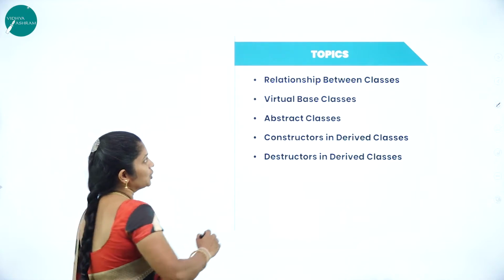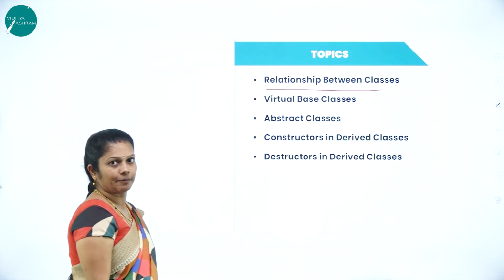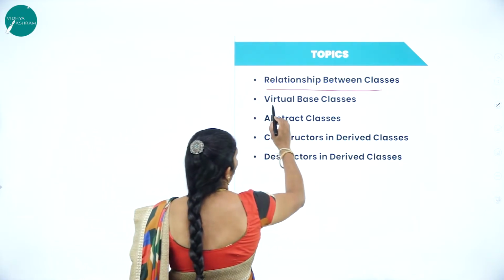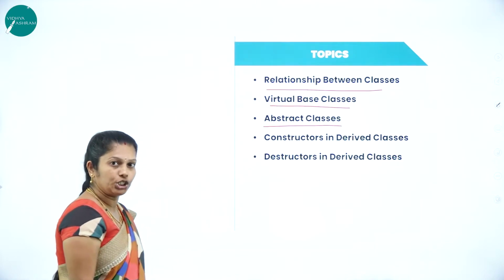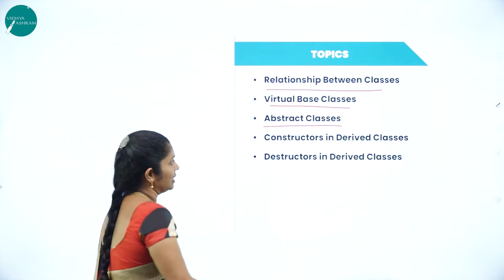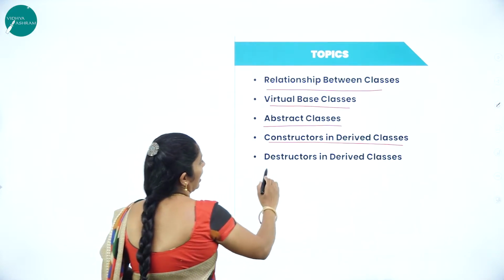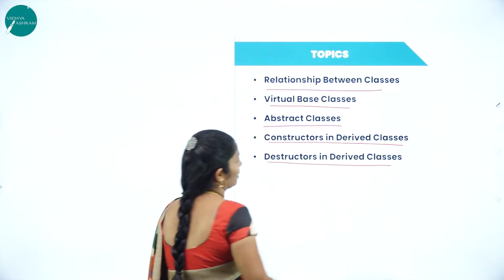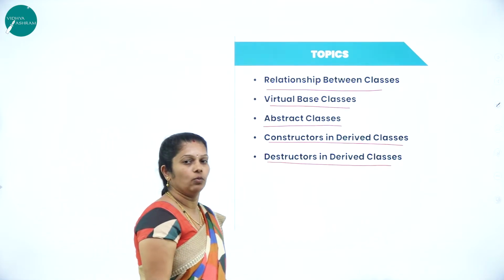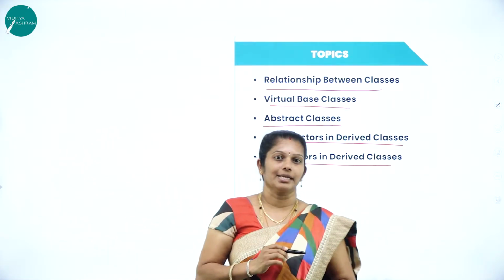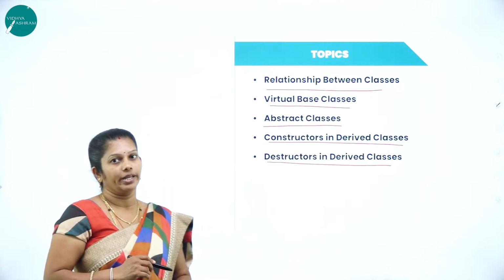In today's class, you will come to know regarding the relationship between classes. Then, what do you mean by virtual base class and abstract class? How exactly does the constructor work in a derived class, as well as the destructor in a derived class? How exactly will the constructor as well as the destructor work in both the base class as well as the derived class? Regarding that, in today's class, you will come to know.